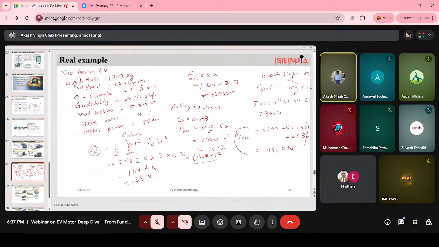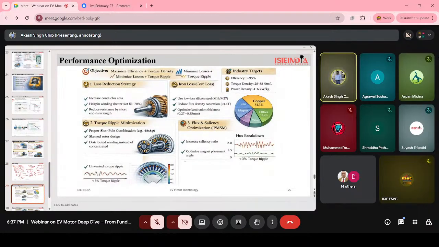These are real examples, and this is the performance optimization. What loss reduction strategy will you choose? There are iron loss, core loss, and torque ripple minimization. You can optimize the motor performance by considering all these things.